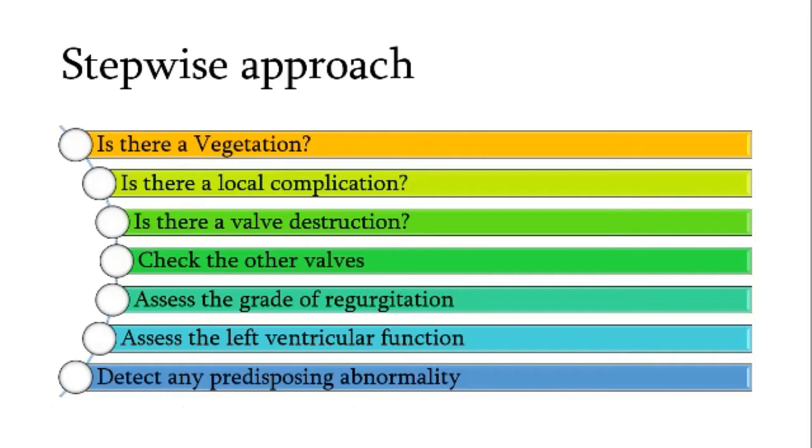First, we should have a stepwise approach for infective endocarditis. The first thing we ask is if there is a vegetation. Then, is there a local complication? Then, is there a valve destruction? Then, check the other valves. Finally, we do 3 steps: assess the grade of regurgitation, assess the left ventricular function, and detect any predisposing abnormality.